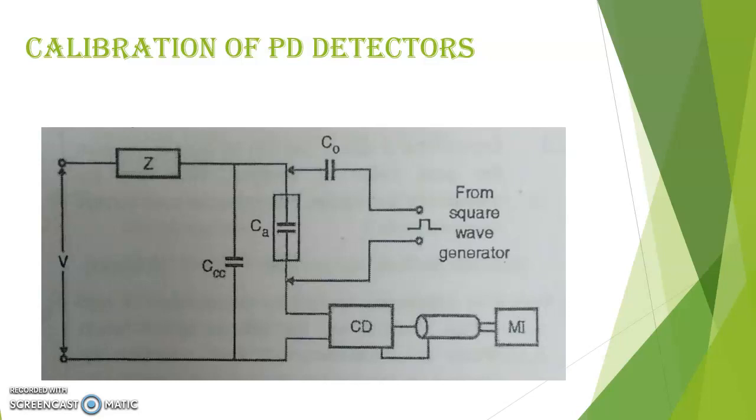So what is the calibration of PD detectors? How are they calibrated? The measuring instrument is calibrated by injecting a pulse having a charge of a known magnitude. The charge is injected using a square wave generator. Suppose a charge injected is Qt at a voltage pulse of Vt through the capacitor Ca. Therefore, Qt is equal to Vt into Ca. A small rise time of 60 nanoseconds is specified for this voltage. So this is the circuit diagram of the calibration of the PD detectors.